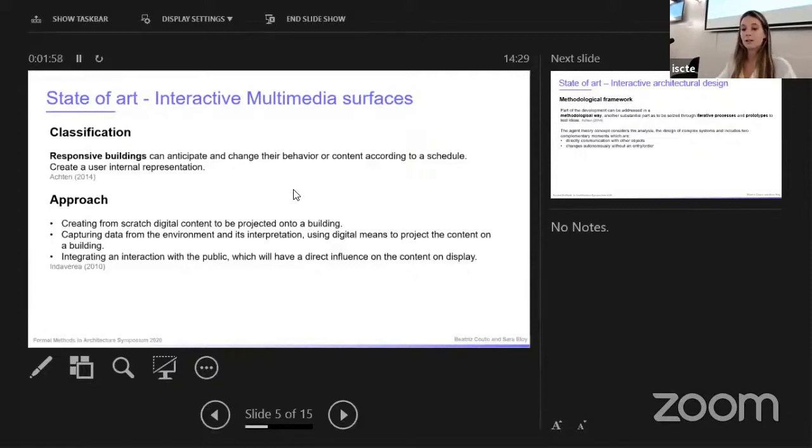So for the approach, we have one that means that we can create digital contents from scratch to be projected onto a building. The second one, we can capture data from the environment and its interpretation. And the third one is integrating an interaction with the public. So the difference between the second and the third is that while the second reacts to environmental inputs, the last one reacts to human inputs.